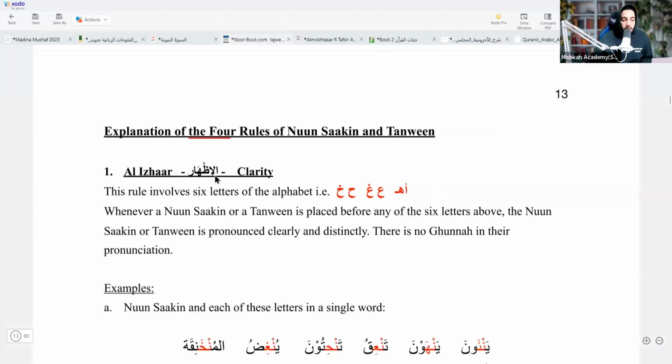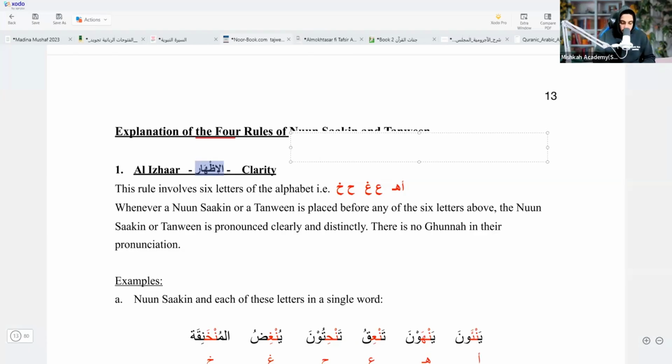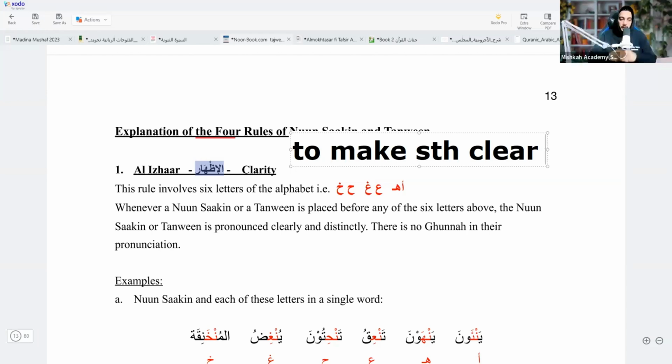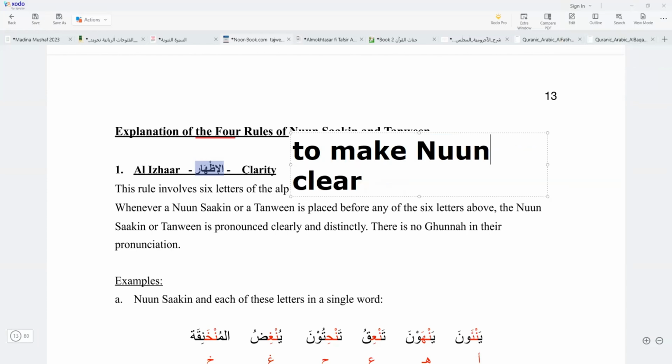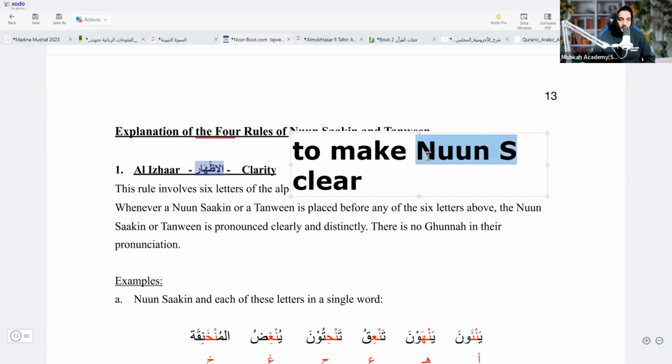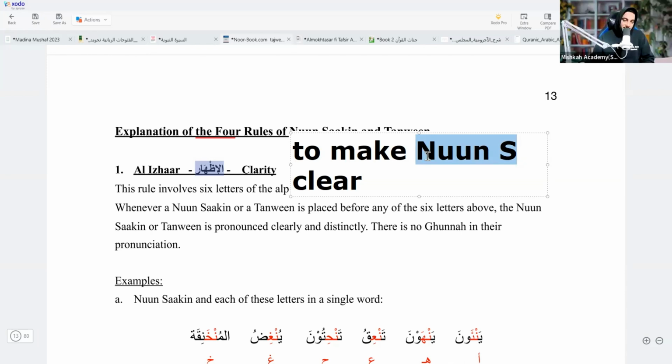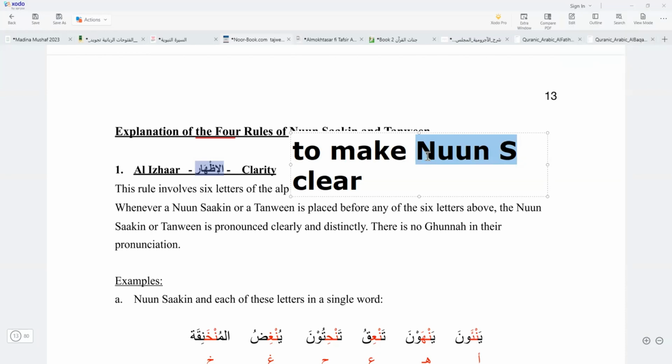What does the word izhar mean? Izhar means to make something clear. What is that something? The noon sakina. We are studying the rules of noon sakina and tanween, so we are going to make a noon sakina clear, either a noon with sukun over it or a noon sakina in tanween. We will make the n sound clear.